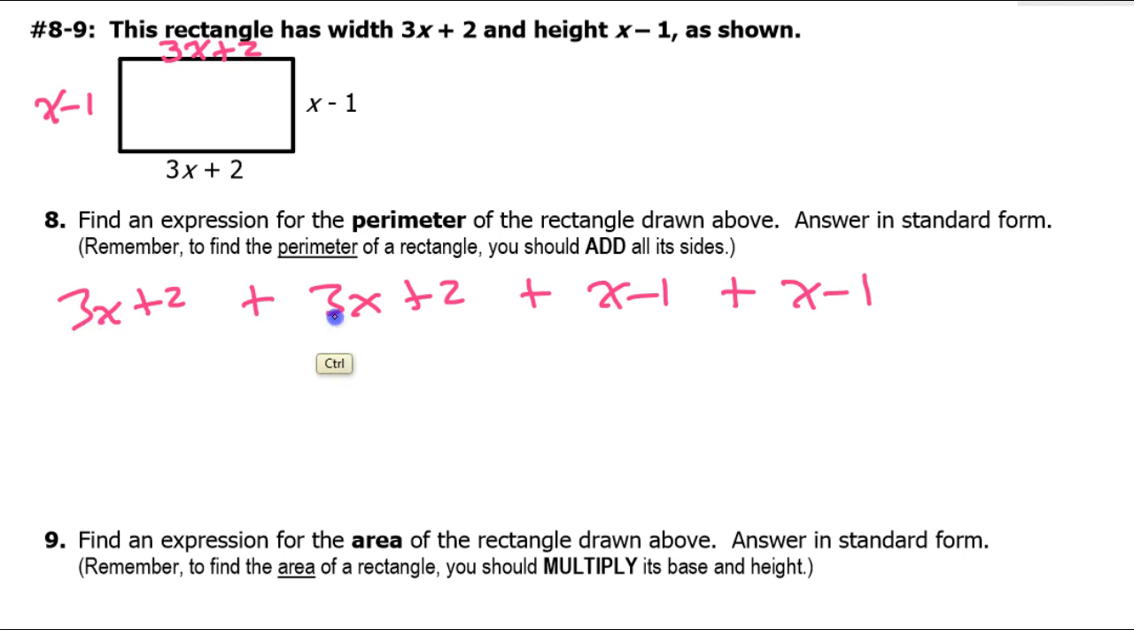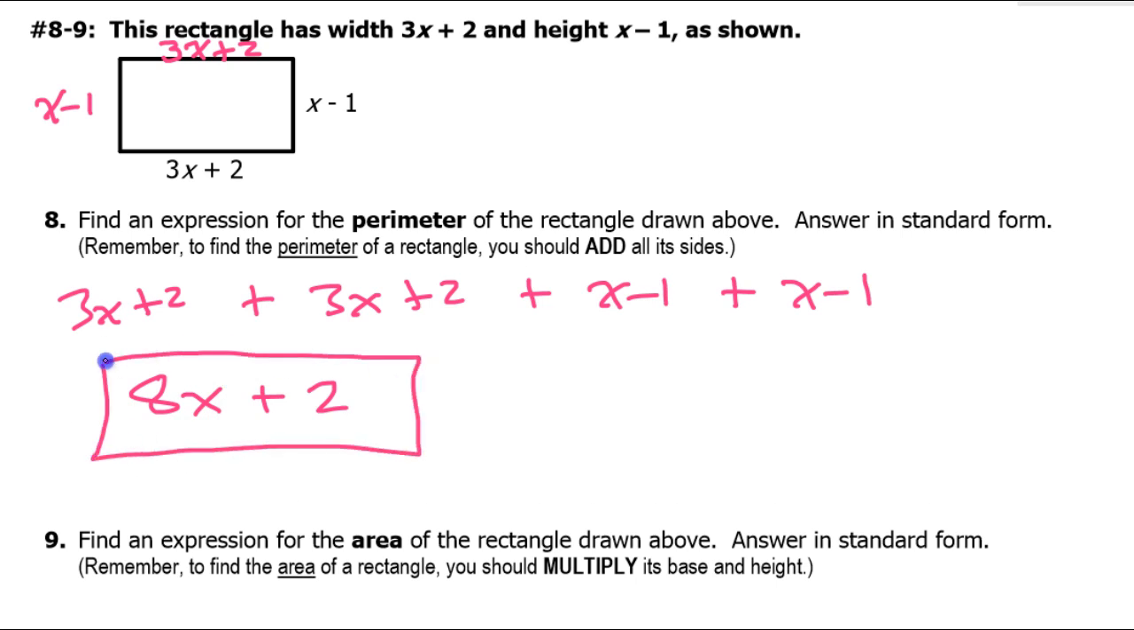So 3x plus 3x, that's 6, 7, 8. So that's 8 x's. And then 2 plus 2 is 4. And then minus 2 is 2. So this will be 8x plus 2 after you combine all the like terms. So this would be an expression for the perimeter.